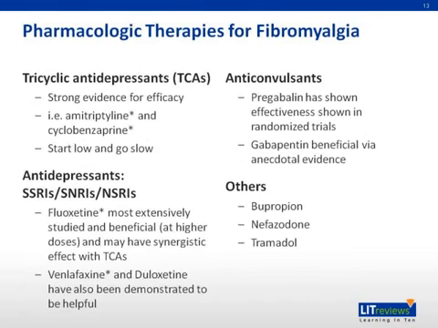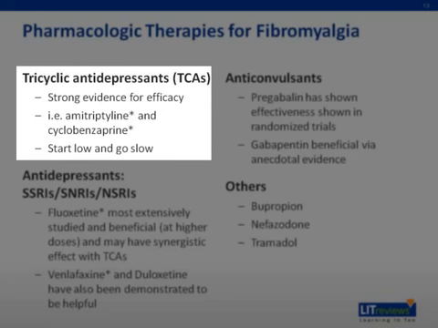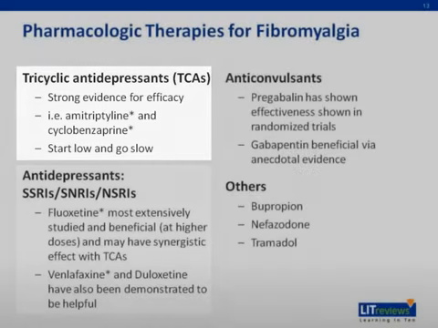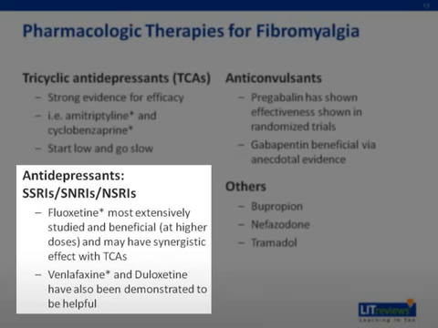There are many pharmacological therapies for fibromyalgia, some FDA-approved, others off-label. The cross indicates FDA-approved treatment modalities, while the star indicates off-label use. Tricyclic antidepressants, otherwise known as TCAs, have strong evidence for efficacy in fibromyalgia. Amitriptyline and cyclobenzaprine are examples of this. Antidepressants, namely SSRIs, SNRIs, and SRIs, may be beneficial as well. Fluoxetine is the most extensively studied and beneficial at higher doses and may have a synergistic effect with TCAs.